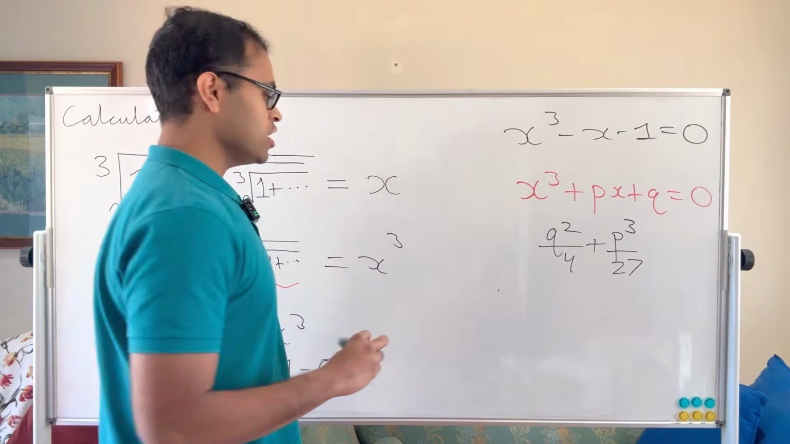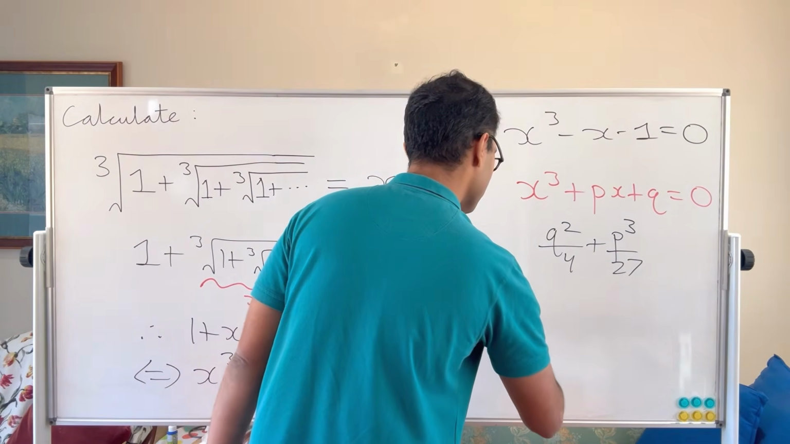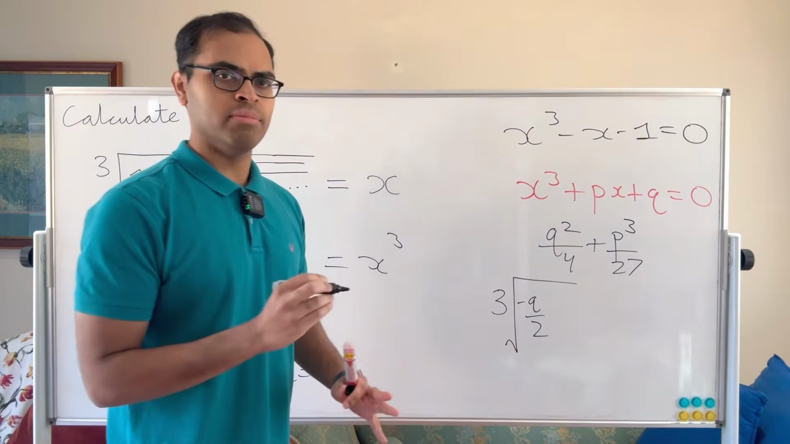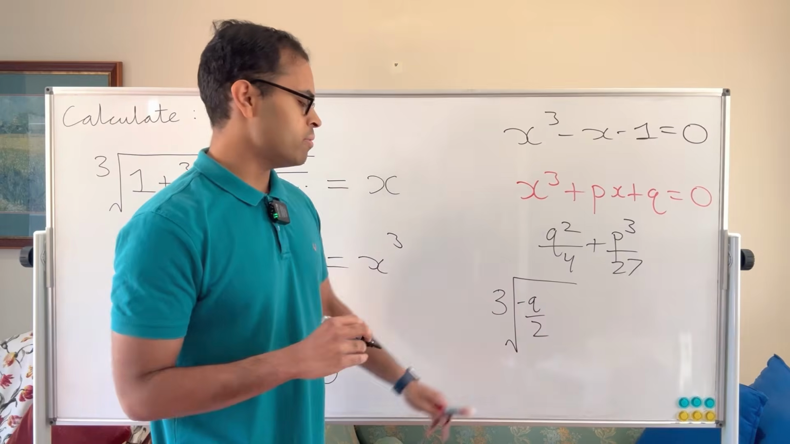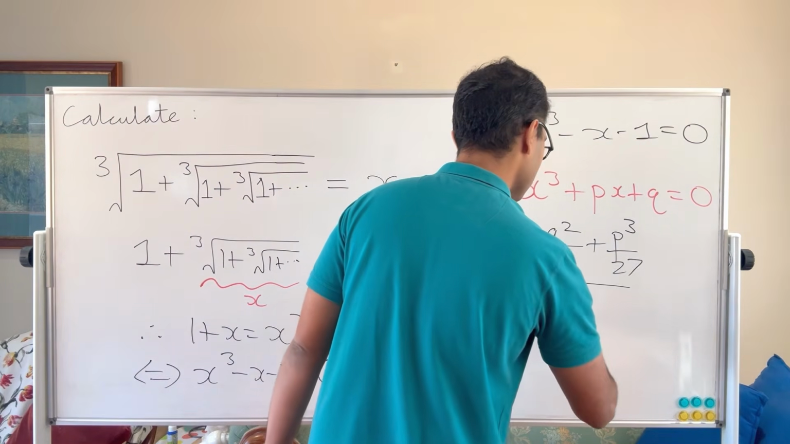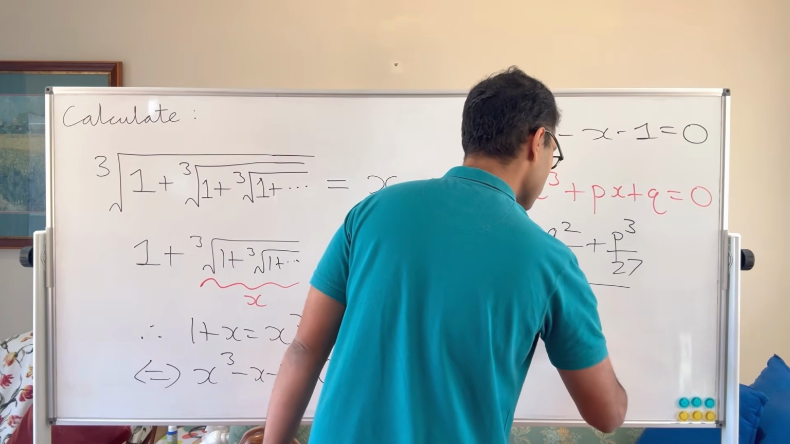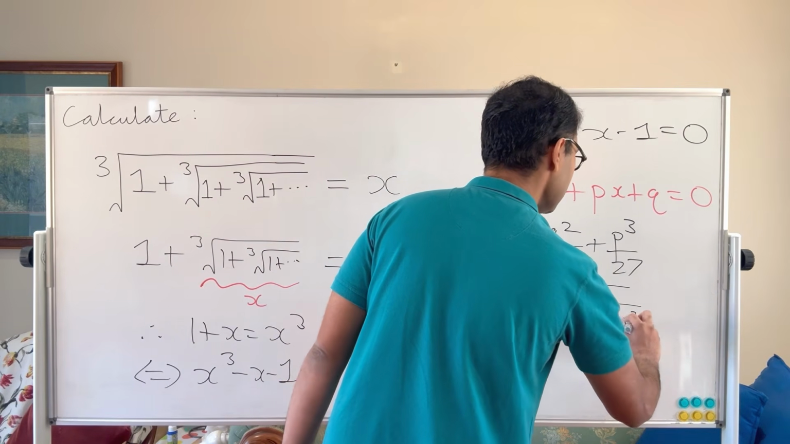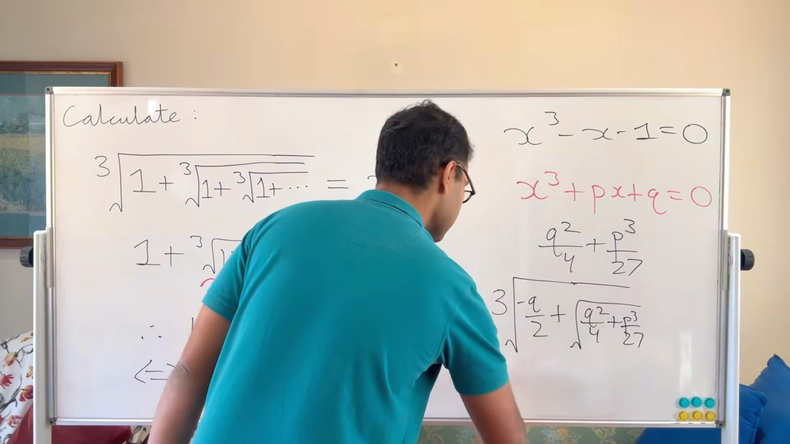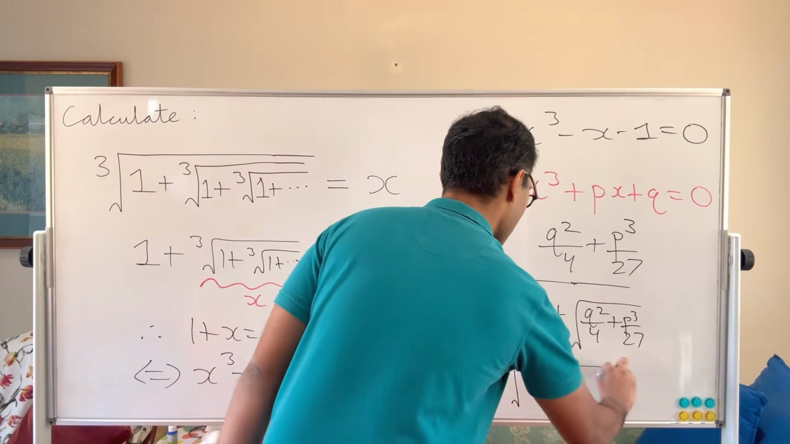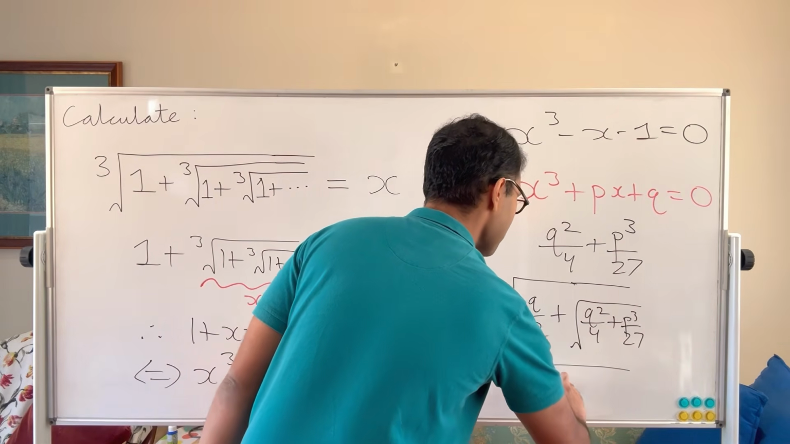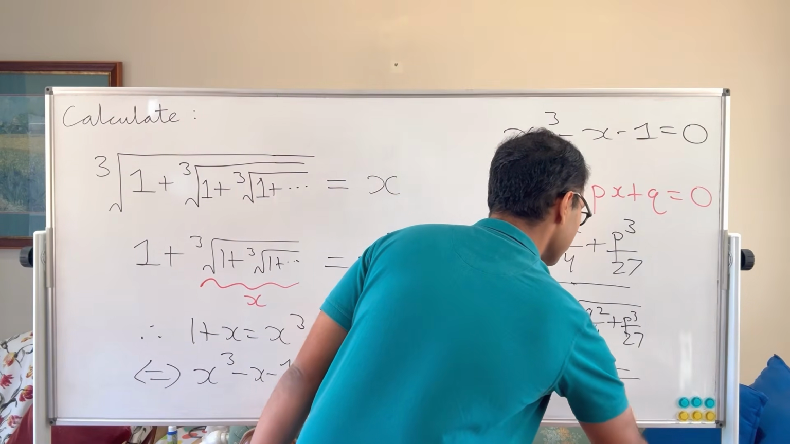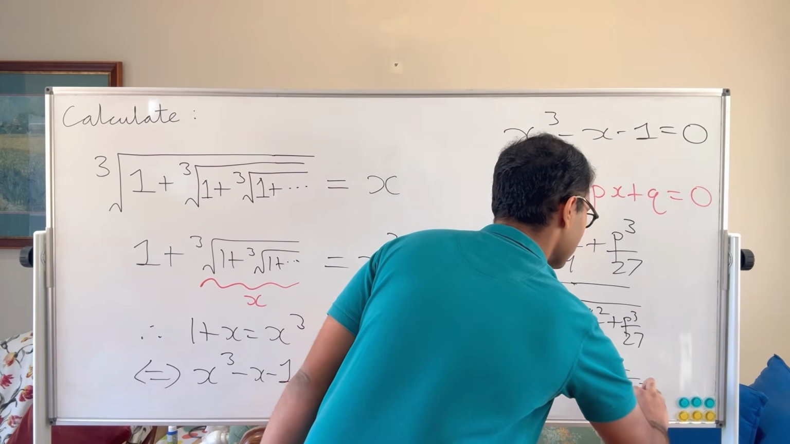So the real root is going to be the following. It's going to be the cube root of minus q over 2. So it's kind of like the quadratic formula, very roughly. So it's going to be minus q over 2 plus the square root of q squared over 4 plus p cubed over 27. So that's the first term, plus the cube root of, again, minus q over 2, but this time minus the square root of q squared over 4 plus p cubed over 27.